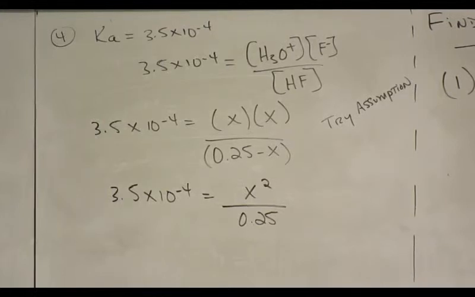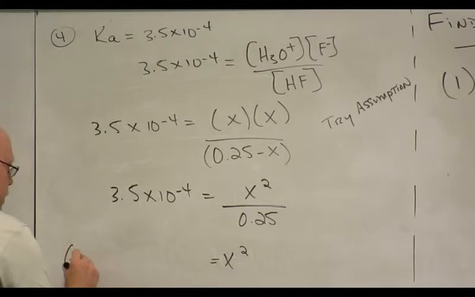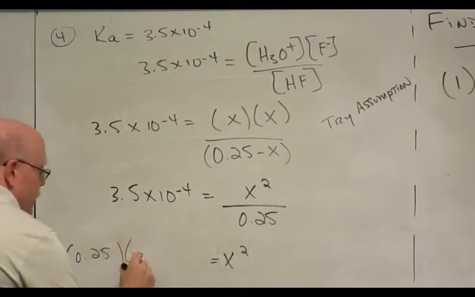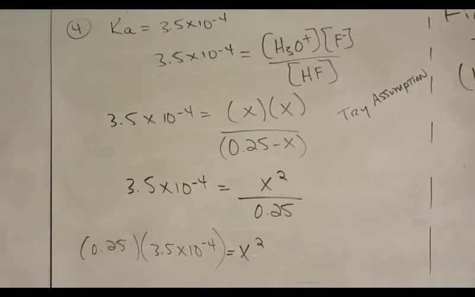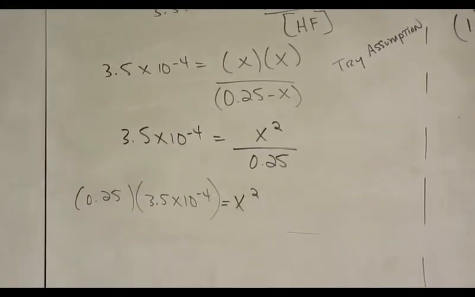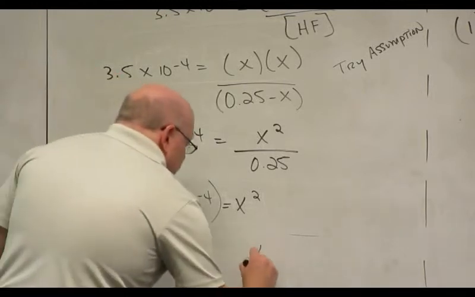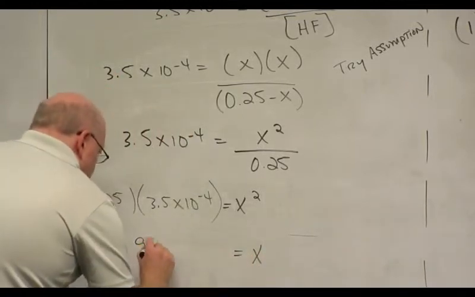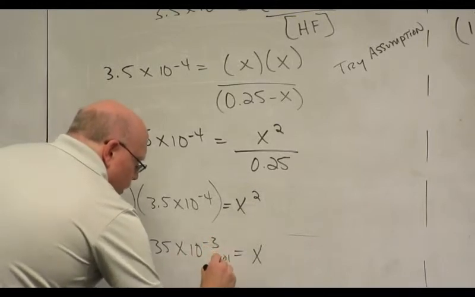Pretty easy to find X squared there. To find X, I'll multiply those two and then take the square root of the value. In this case, X works out to be 9.35 times 10 to the -3rd. That is in moles per liter.